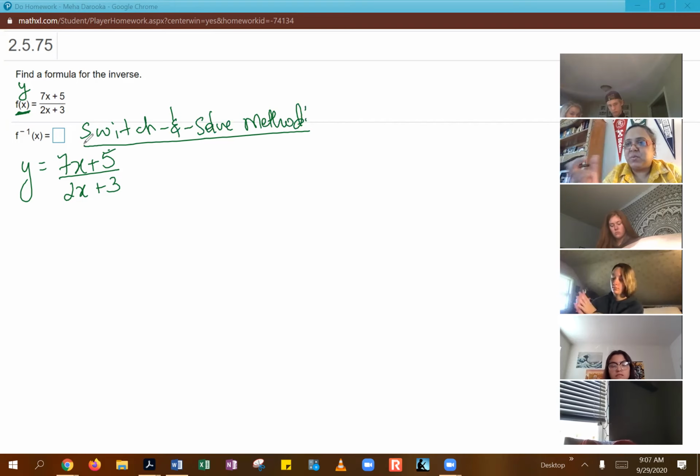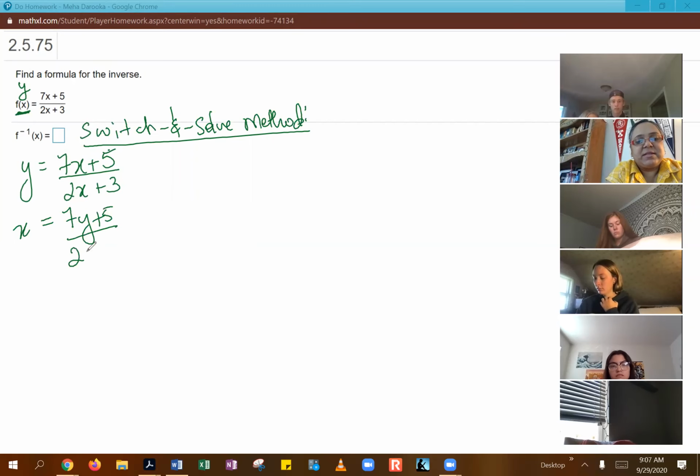Now this is where the switch part is going to happen. So what we're going to do is interchange the places of our x and y variables. So where you have y, that will become x, and where you have x, that will become the y variable. So this is the switch that's happening. So now we should have x equals (7y plus 5) over (2y plus 3).